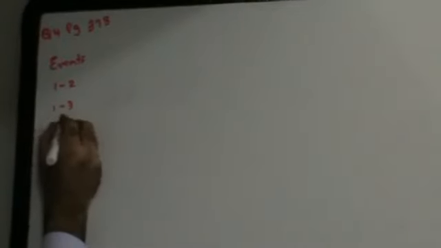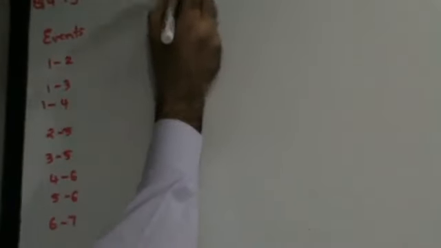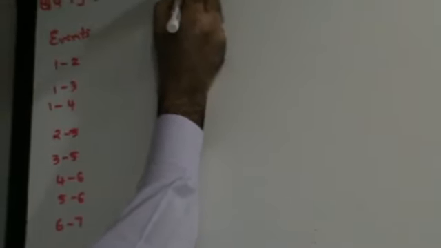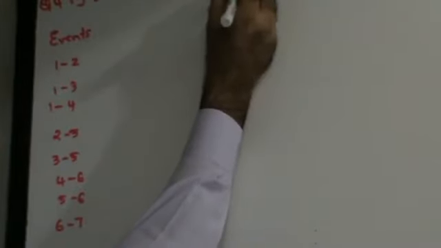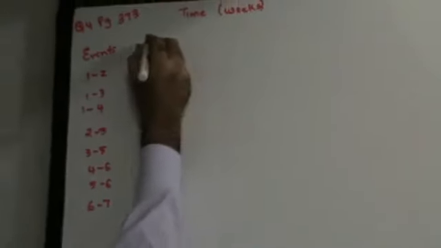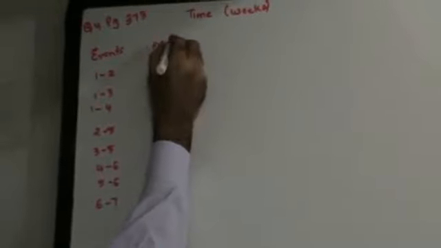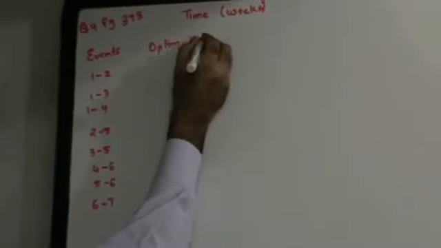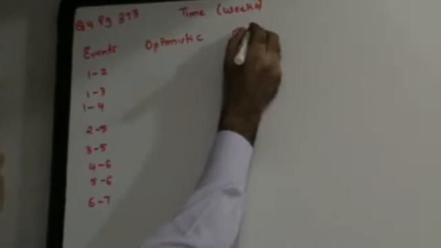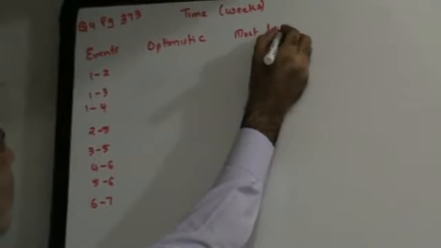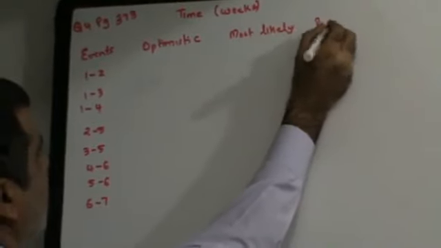Events 1 to 2, 1 to 3, 1 to 4, 2 to 5, 3 to 5, 4 to 6, 5 to 6, 6 to 7. Right? Time in weeks they've given you. They've given you 3 types of times: optimistic time, most likely time, and pessimistic time.